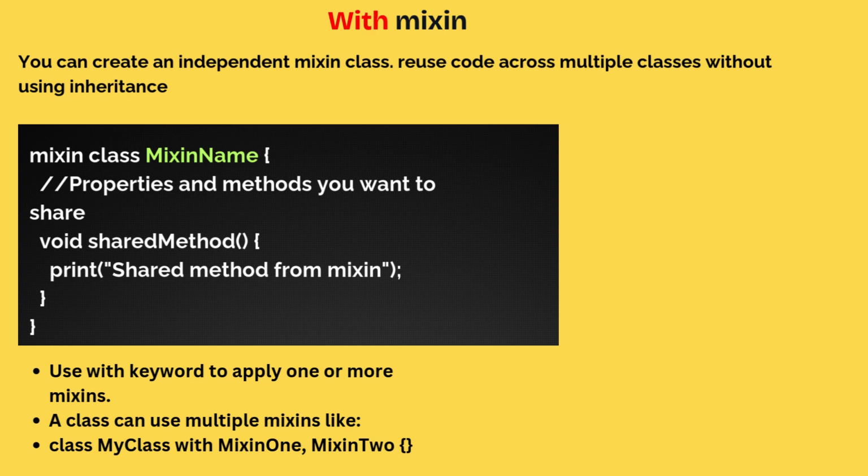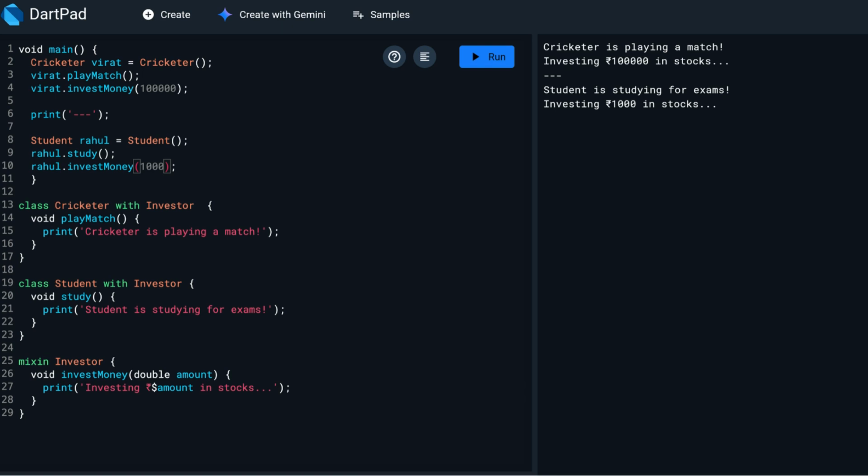Now let's take an example of a mixin. On line number 25, we have created a mixin with the name Investor. It has a method called invest money, which accepts double values, and finally we are printing those values. Now, if I go to line number 13, the class Cricketer uses the mixin by using the with keyword followed by the mixin name Investor. It also has a method called play match.